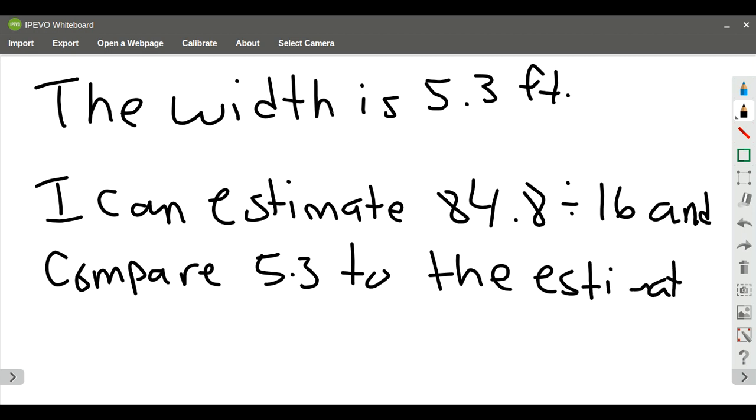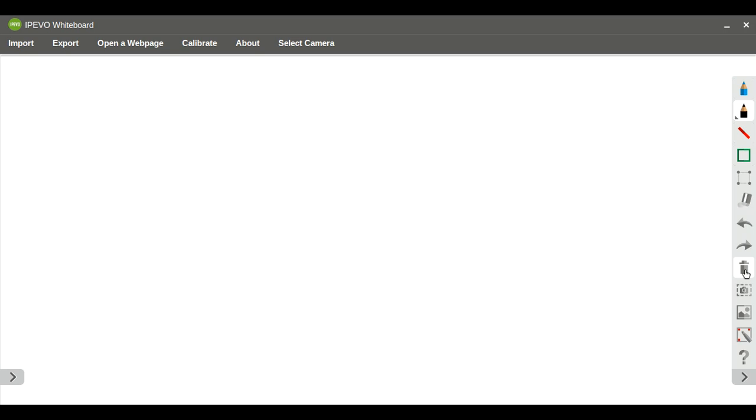So if I do this, what I'm going to do is I'm going to take 84 and 8/10, and actually I'm going to start over here with 16. I'm going to take 16, I'm going to round that to 15 because I know my 15 facts pretty well. And a fact of 15 that's near 84 is going to be 90. And so when I do 90 divided by 15, I end up with 6. 6 is pretty close to 5 3/10 feet. So my answer is reasonable.